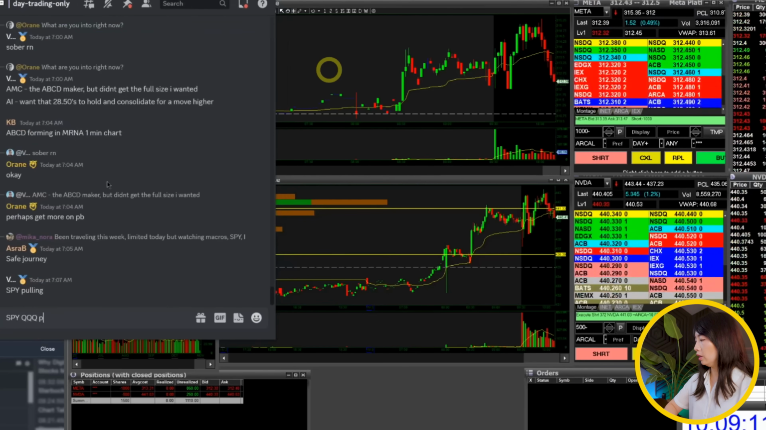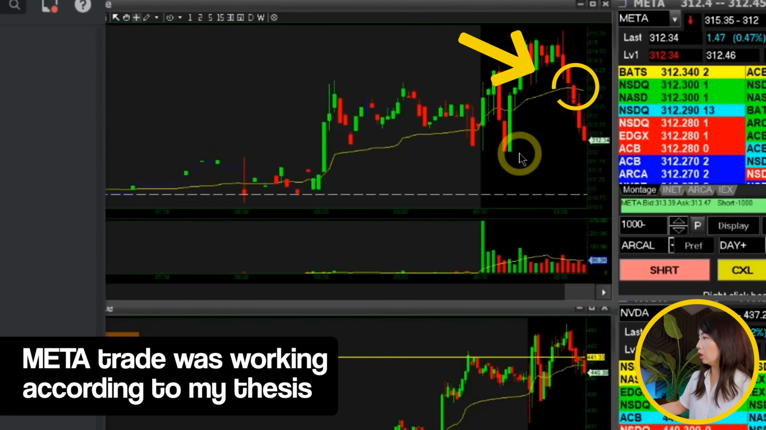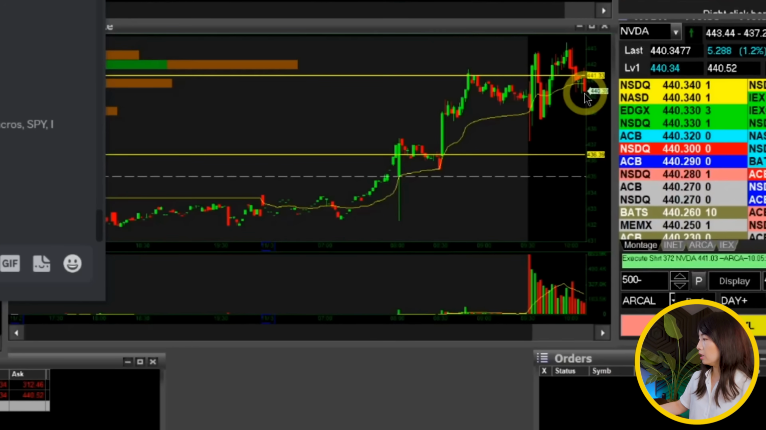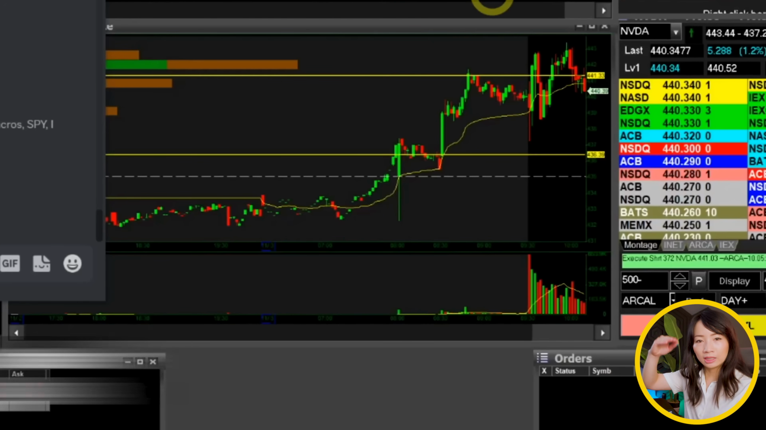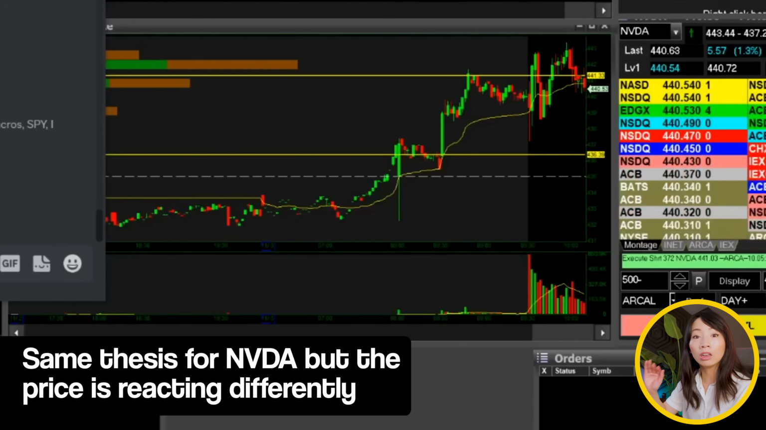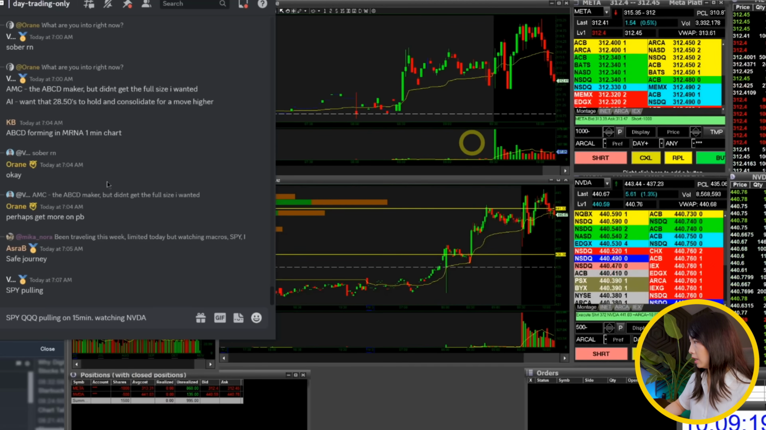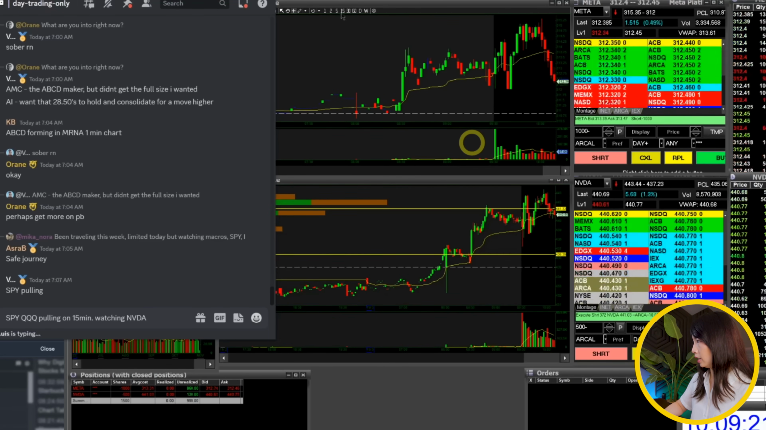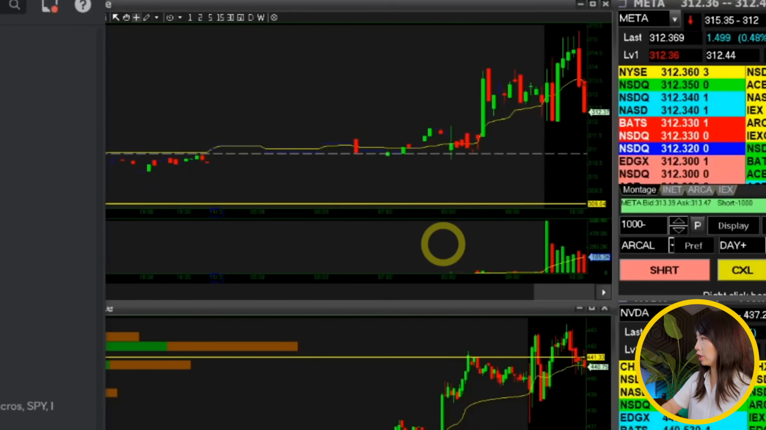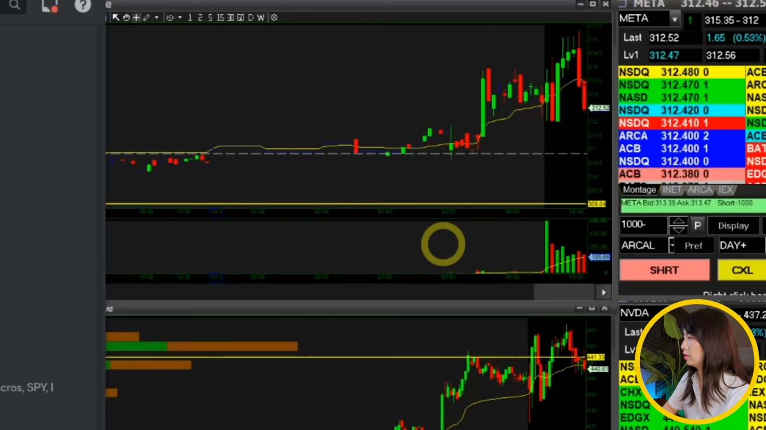Fast forwarding a little bit, a couple minutes later, you can see Meta, we are now testing the low of the day, breaking below VWAP. NVIDIA, we are just once again touching below that VWAP, but this stock at the bottom is a lot more resilient, as you can see. So Meta looking good, testing the low of the day. On the 5-minute chart now, I'm looking at potentially covering a small portion.